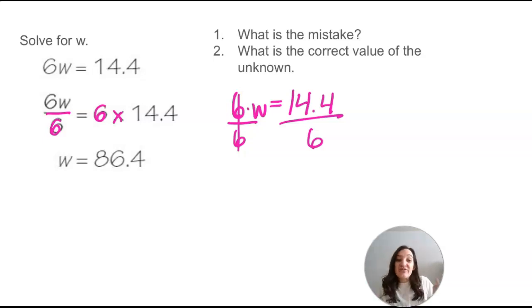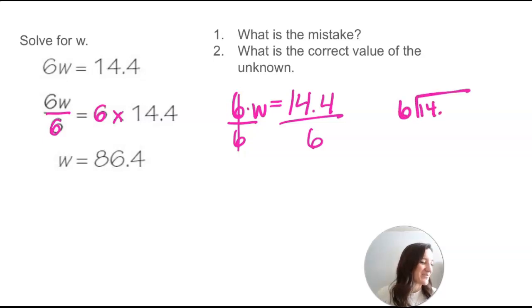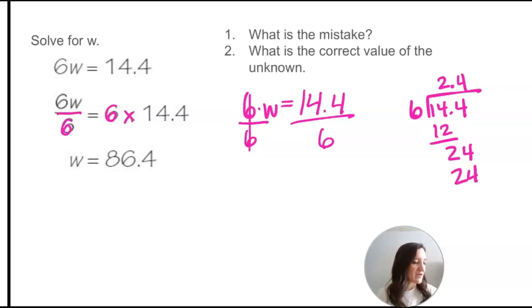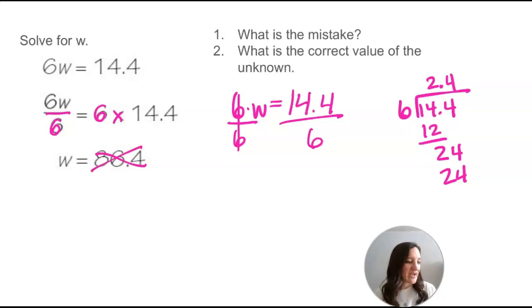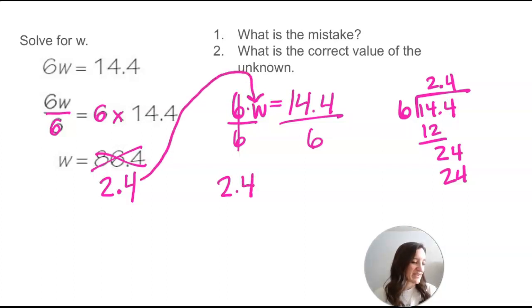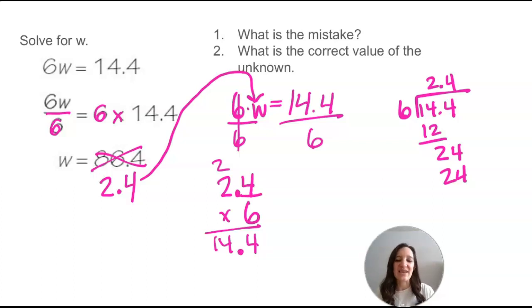So now what is the correct value of the unknown? Let's figure it out. 14.4 divided by 6 is, bring that decimal straight up and get 2.4. So I think not 86.4, I think 2.4. But I'm going to check it. 2.4, I'm going to plug that into there, right? Times it by 6 and get 12, 13, 14. There's one number behind the decimal, so I'm going to go one decimal in. And yeah, I do get the same value.